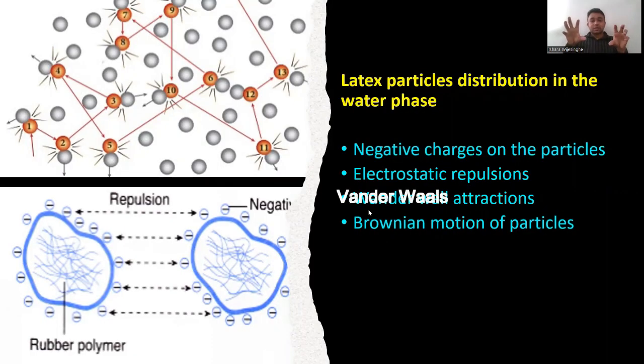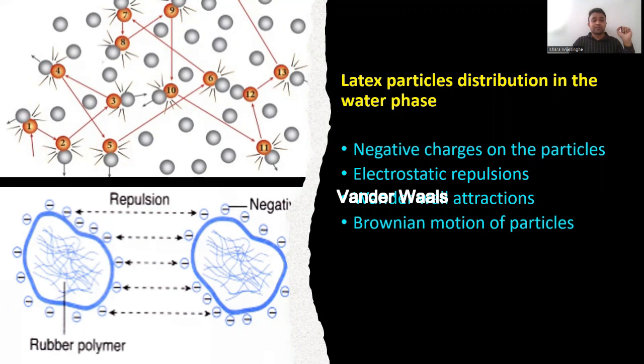So latex particle distribution in the water phase, right? All the latex particles are negatively charged, right? They are available in the water phase, right? In a latex system, we can see the liquid phase, the water phase, and the rubber phase, right? The rubber particles are the rubber phase, right? So this rubber phase is available in the water phase, right?